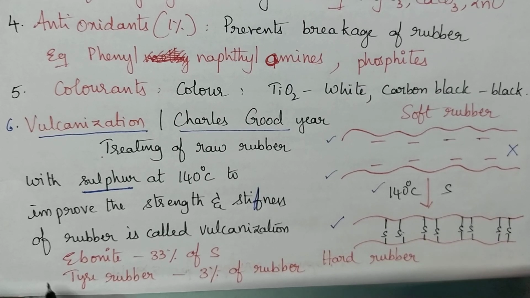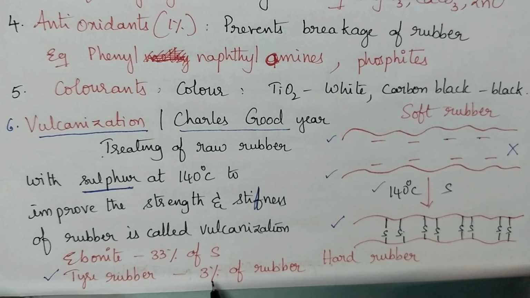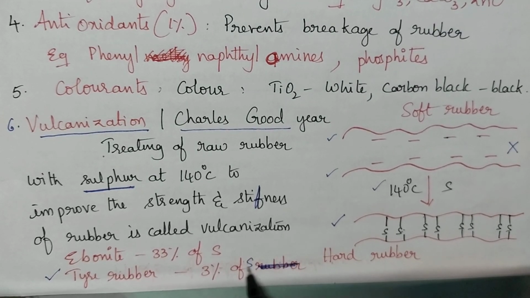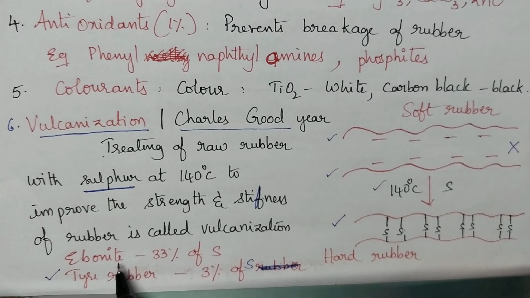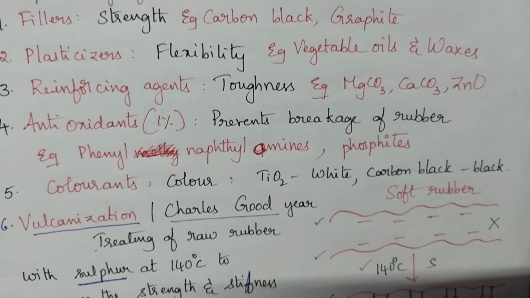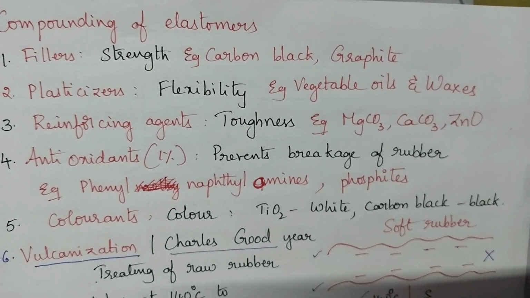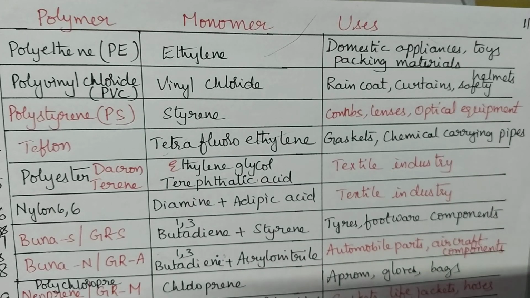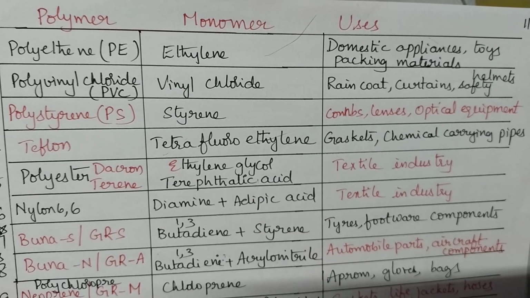Generally, during the manufacturing of tire rubber, they will add 3% sulfur to the rubber. And during the preparation of ebonite rubber, they will add 33% of sulfur to the raw rubber. So during the manufacturing of tire rubber, how much percentage of sulfur will be added? 3% sulfur will be added. For the preparation of ebonite rubber, 33% of sulfur will be added.